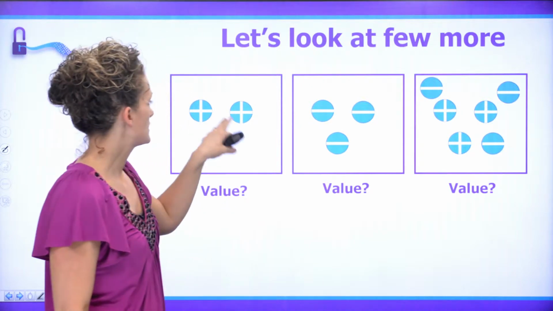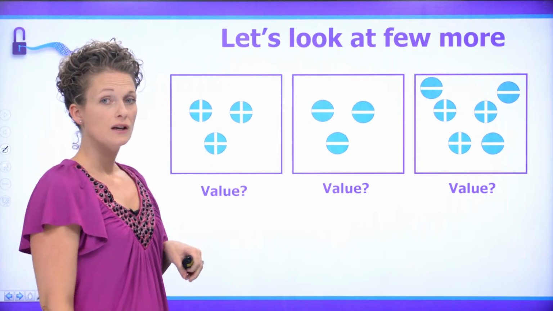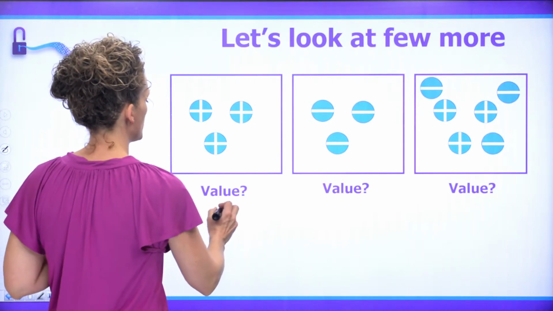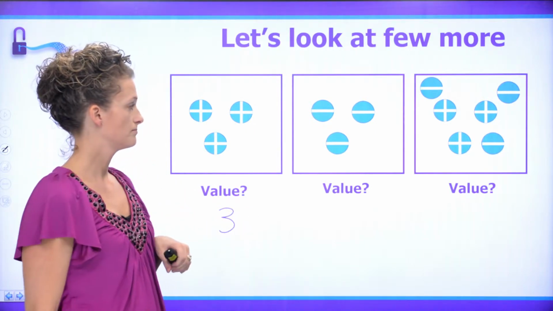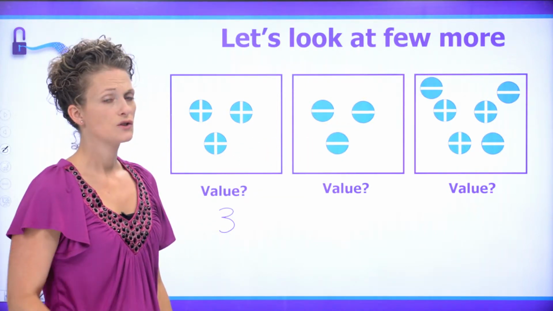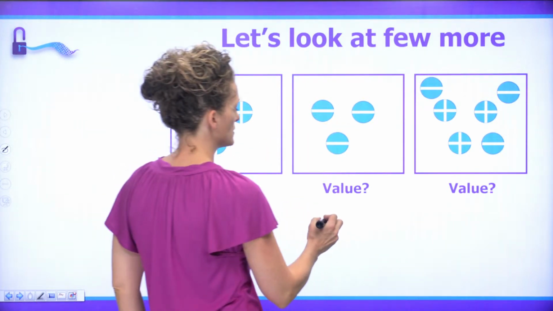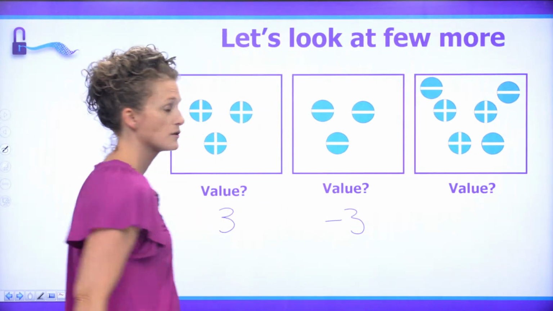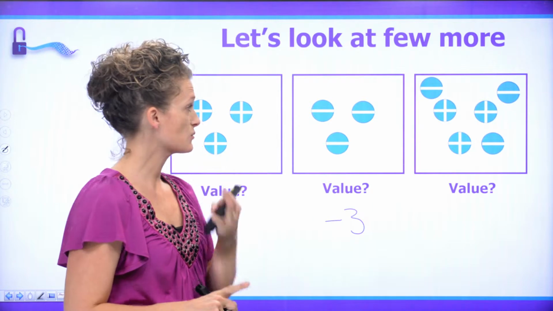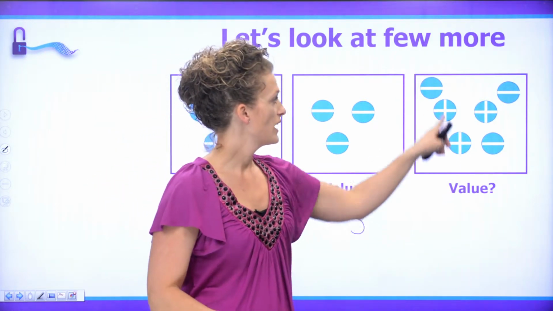So if I look at this picture, I have 3 pluses. So that tells me that my value is 3. Here I have 3 minuses, so that tells me that I have 3 negatives. Negative 1, negative 1, negative 1. That's 3 negatives. Well, how about this?